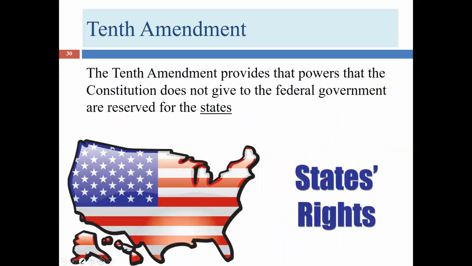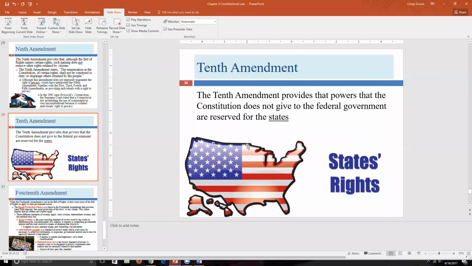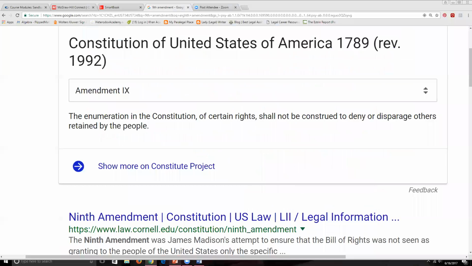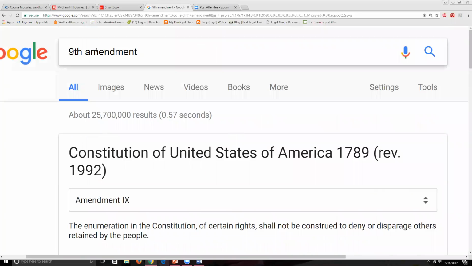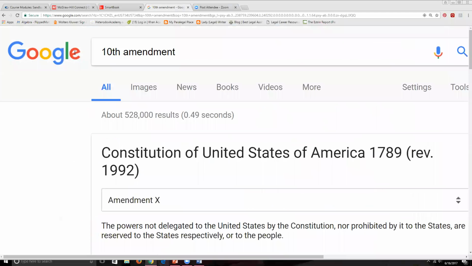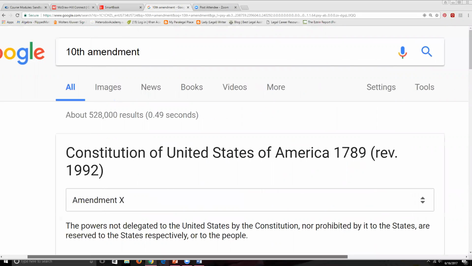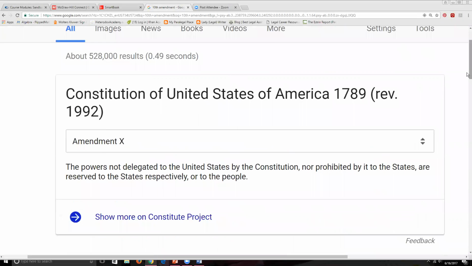Now we are up to the 10th Amendment. Up until this point, I've been talking about the Bill of Rights and the Constitution generally, and talking about federal law: what the federal government can and cannot do, and I haven't been talking about what the state government can or cannot do. So we're going to flip a little bit here and talk about the 10th Amendment. This says the powers not delegated to the United States by the Constitution, nor prohibited by it to the states, are reserved to the states respectively or to the people.